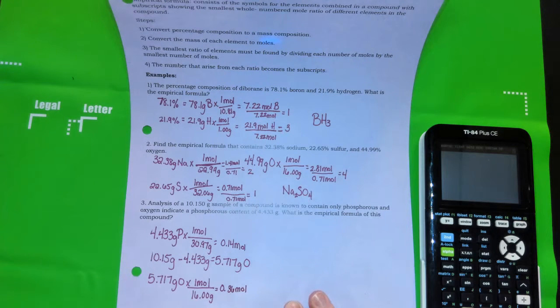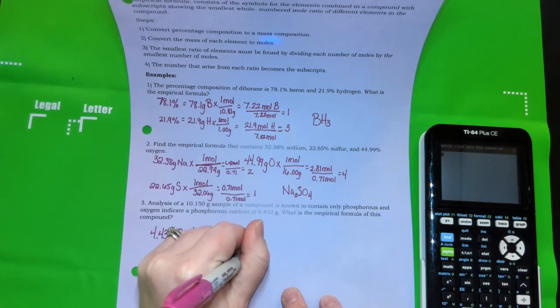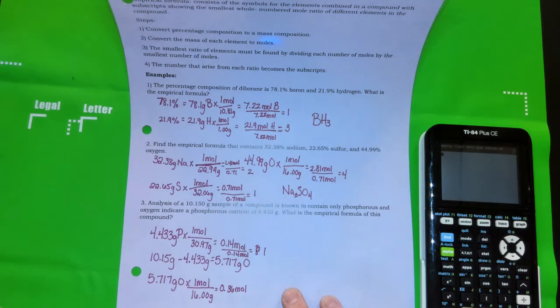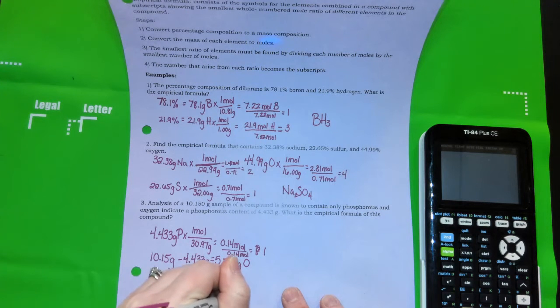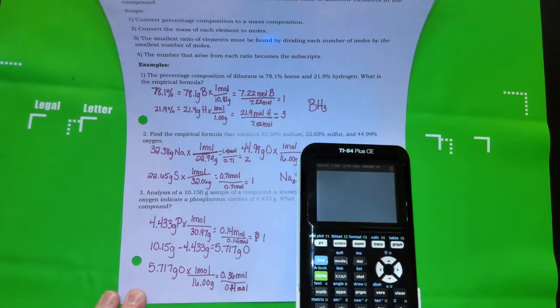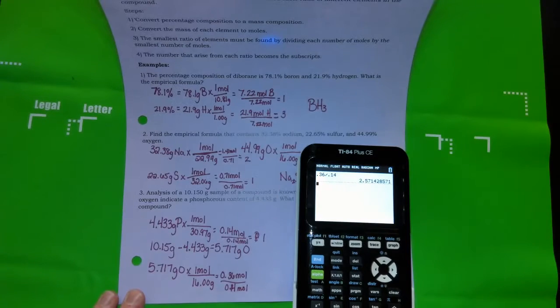You divide by your lowest, and so my lowest amount is with my phosphorus. So I divide each of these out by 0.14. So phosphorus is equal to 1. Dividing my 0.36 by 0.14. We're going to see the slight difference here. So again, on my calculator, I'm going to take 0.36 divided by 0.14. So my answer comes out to 2.57. The camera's trying to focus. There we go. So it comes out to 2.57.